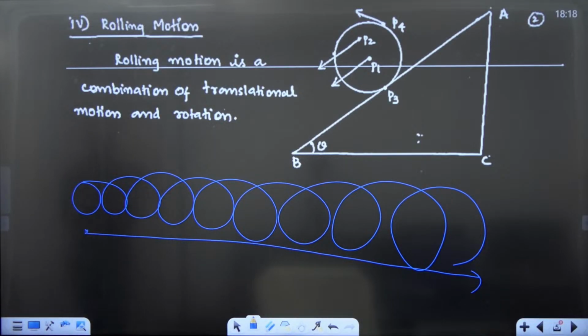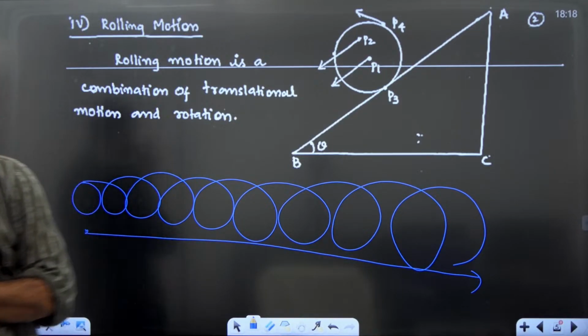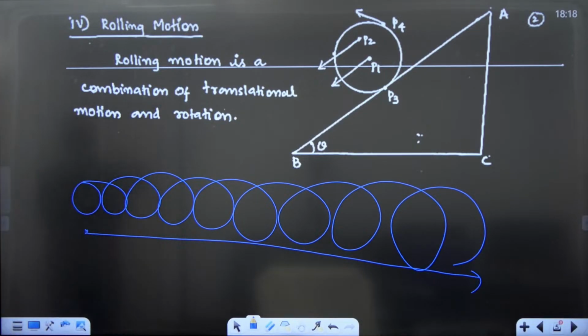Rolling motion is a combination of translational motion and rotational motion. Note down rolling motion.